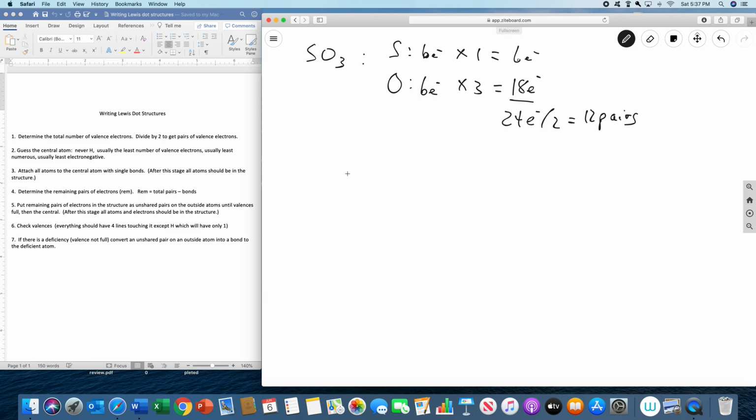Looking at this, what's going to be in the middle? It's going to be the sulfur. So we'll go S. I'm just going to put them at the corners of a triangle. You can do whatever you want, but I just do it that way because I have it. All right, I try to go symmetrical. So my remaining is 12 minus 3 bonds. That means I've got 9 pairs left. So where are these 9 pairs going to go? We're going to put them on the outside atoms.